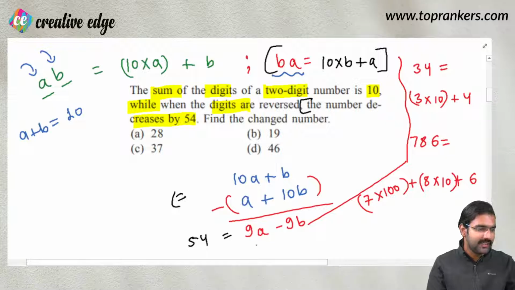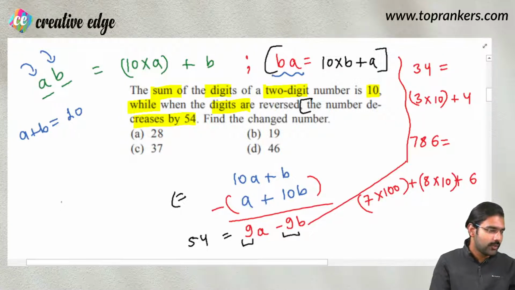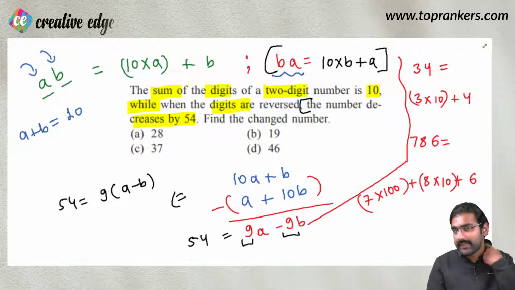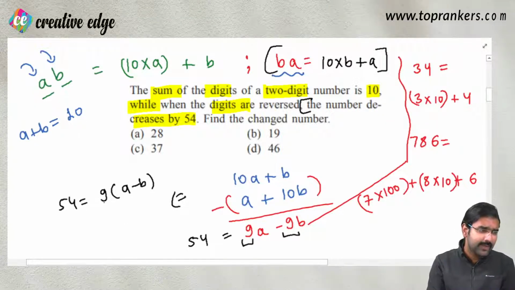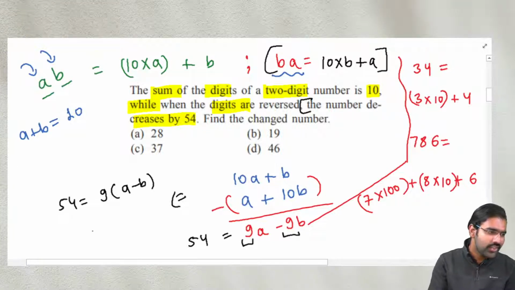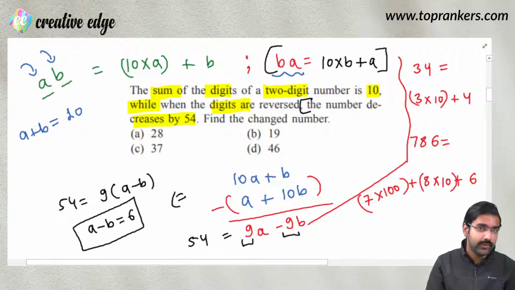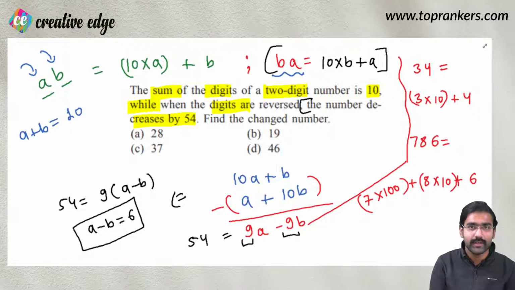I hope you can see that this 9 can be taken common, and when you take this 9 common, this is going to be 54 equals 9 times a minus b. Well, when you divide the left hand side 54 by the right hand side 9, 9 times 6 is clearly 54. So shall I say a minus b is nothing but 6? I hope these two equations are clearly understood by all the participants, and more importantly, how we created them.